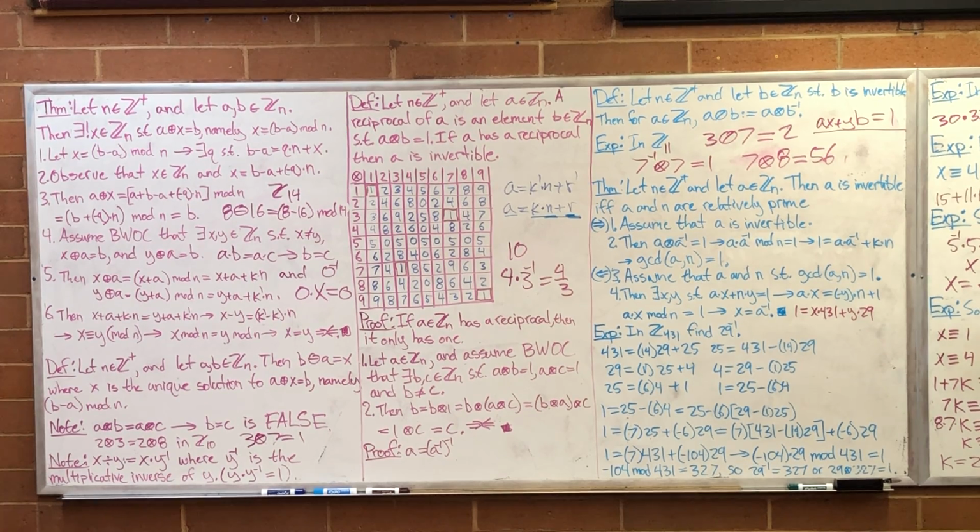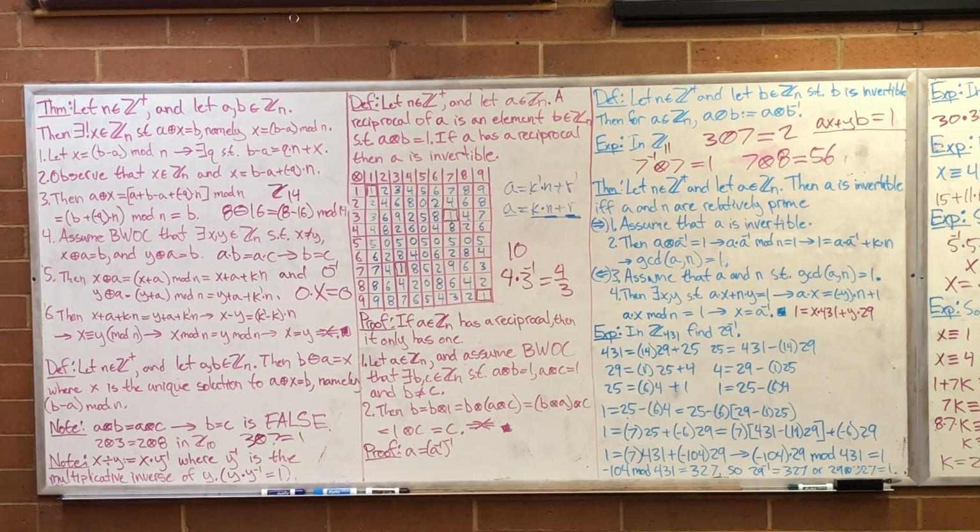Plug in 15. The remainder of 15 when you divide by 7 is 1. The remainder of 15 when you divide by 11 is 4. So 15 satisfies both those. Okay. And notice that 77 is a multiple of 7, and 77 is a multiple of 11. It's no accident that this is a product of those two things.